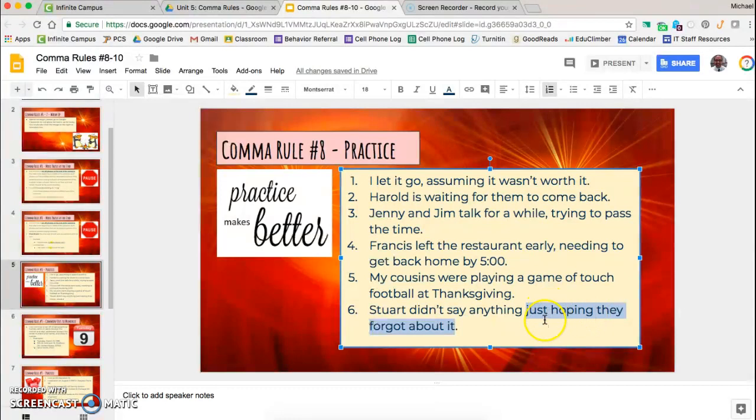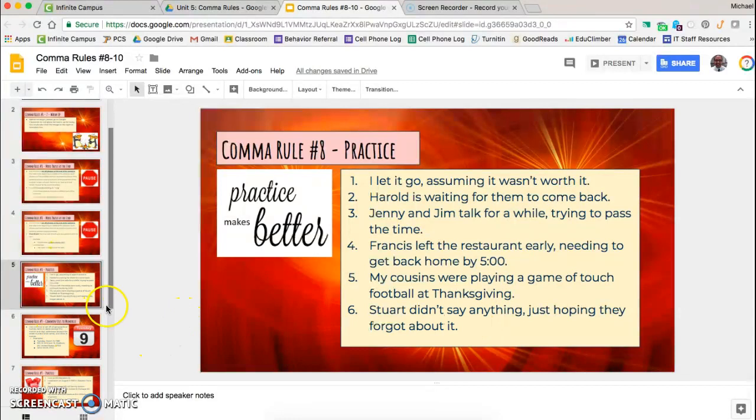I'm not going to give you any like this on the test. I just wanted to put one example like this in here to show you that sometimes it gets a little bit trickier. So this one, we would have just hoping they forgot about it, Stuart didn't say anything. That makes sense. The comma would actually go right here. But that's trickier than what you will need to do for your assessment. If you would like to, this would be a good time to pause the video and then go try the problems for comma rule number 8 on your worksheet.